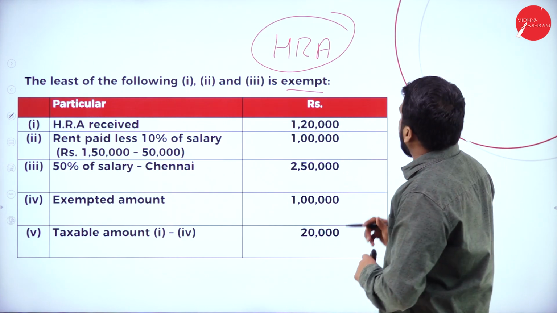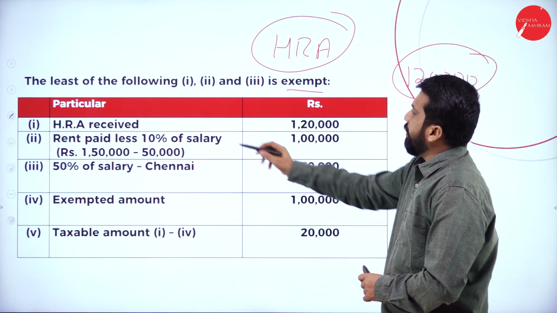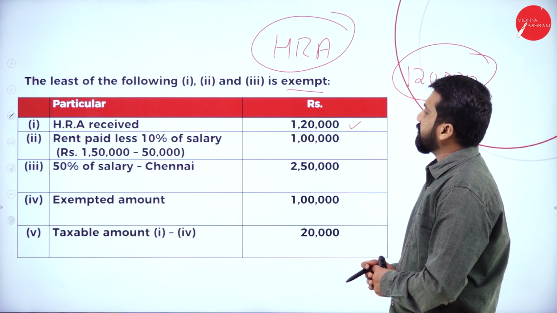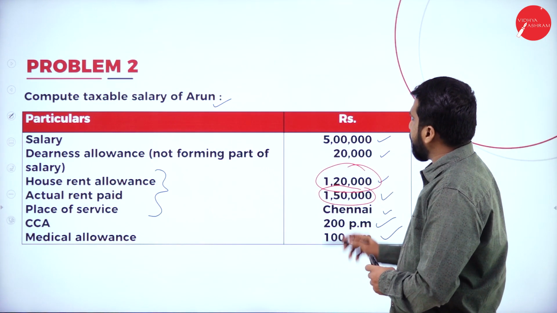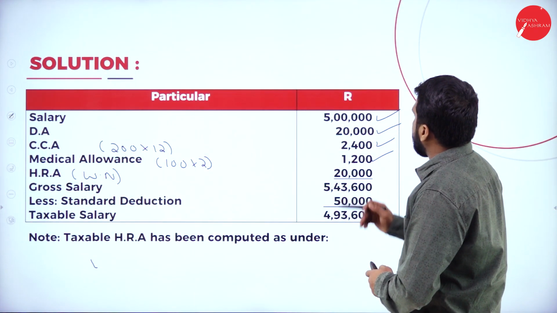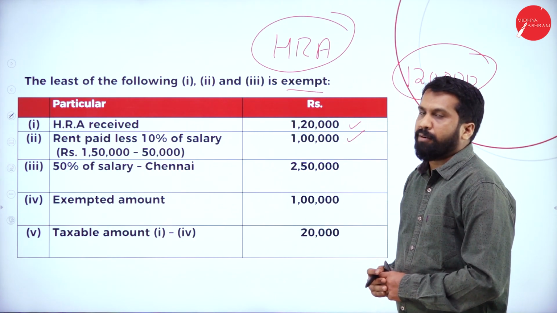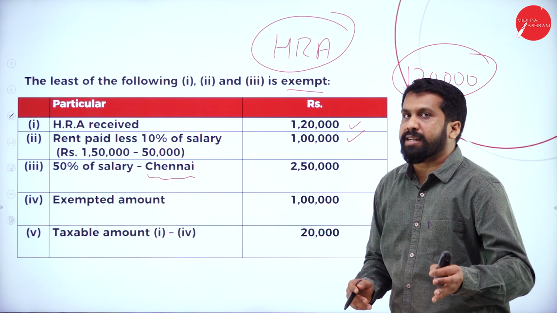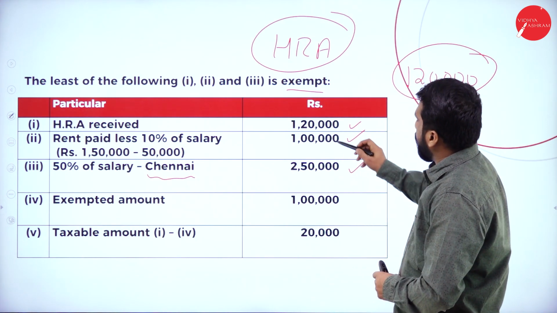Now, in this, your actual is 1,20,000. Out of these three, HRA received is same, copy paste, 1,20,000. Then, rent paid less 10% of salary. Rent paid is how much? Your rent paid is 1,50,000. 10% of salary means 5 lakh is your salary, 10% means how much? 50,000. So this will be 1,50,000 minus 50,000, you will get 1 lakh. Then 50% of your salary. Why? Because the problem is about Chennai. Chennai, Mumbai, Kolkata, Delhi, always 50%. Now, this will be 2,50,000. Clear?